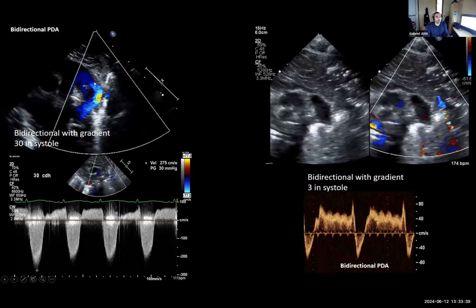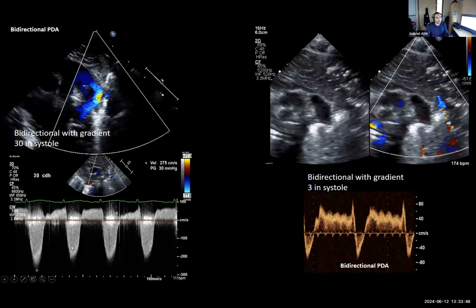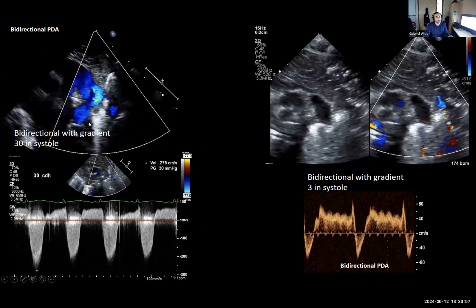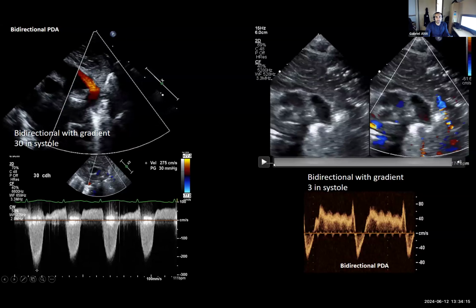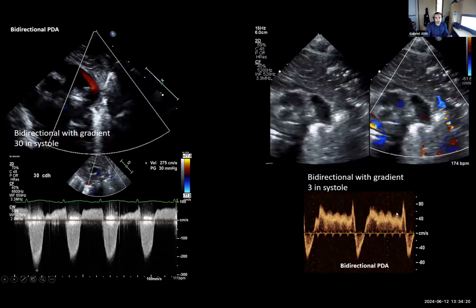So we can also use, if you see this PDA, which is bidirectional, it looks like there's higher velocity. So you have the QRS here. This is systole. So it tells you that it's blue or negative or right to left in systole, informing you that in systole, the PA compartment has a higher pressure than what's happening in the systemic compartment. And there's some degree of restrictiveness in the sense that you have pressure up to 30 millimeters of mercury that is higher in the PA compartment compared to the systemic compartment, at least in the systolic component of the cardiac cycle.